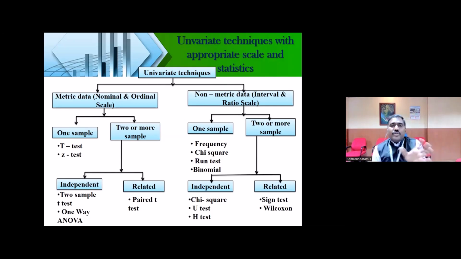If you take univariate analysis, as I already told you, there is metric and non-metric. Under that, you have one sample and two sample. Under one sample, you can do a t-test or z-test. If it is non-metric, you can do frequencies, descriptive statistics, and chi-square. If it is two or more than two samples, you can do an independent sample t-test and one-way ANOVA. If it is a paired t-test, or non-metric, you can do two-tailed chi-square, U-test, H-test, sign test, and Wilcoxon test.